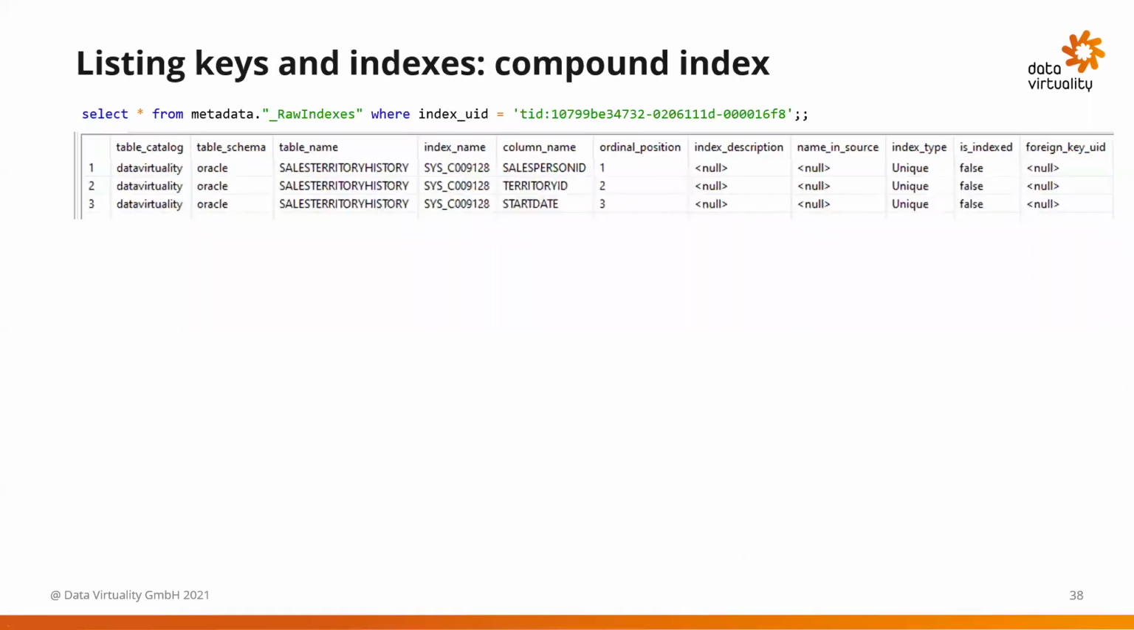So now let's look at a couple of interesting things. This particular index in my system is a composite index. This very same index has one single UID corresponding to it, and it's going to have several entries. The ordinal position tells us the order of the index. It's a unique index, and it is using the salesperson ID, territory ID, and start date.